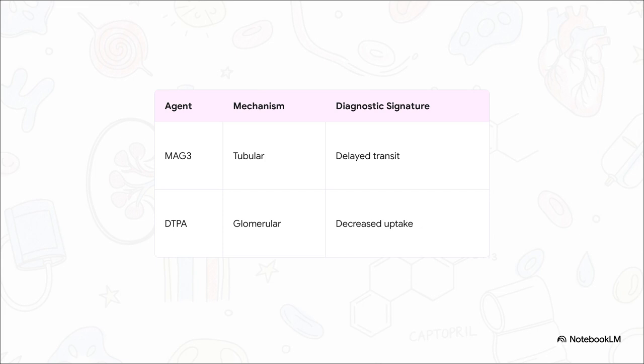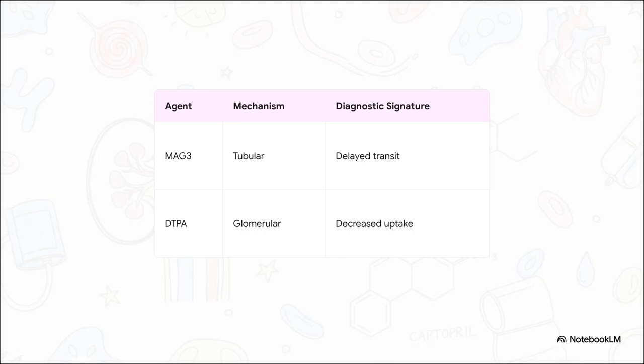MAG3 is a tubular agent. Its initial uptake relies on tubular secretion, not GFR, so even after we give the captopril, the initial uptake often looks surprisingly reasonable. The true diagnostic signature for MAG3 is a delay in the later transit, showing increased cortical retention.